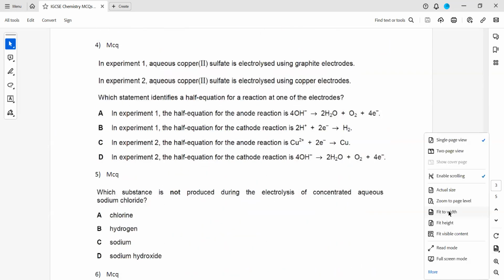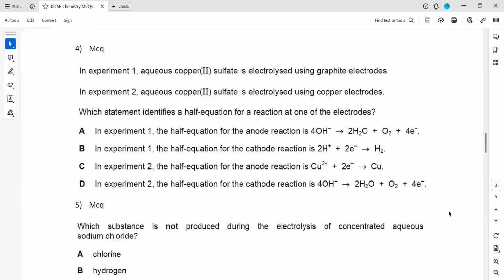In question 4, in an experiment, aqueous copper 2 sulfate is electrolyzed using graphite electrodes, and using copper electrodes. Look, when we do electrolysis, the results will be different depending on the electrodes which we are using. If we are using a graphite electrode, like, for example, these are representing the graphite electrode, and the same experiment is done by using the copper electrodes. It's an aqueous copper 2 sulfate solution.